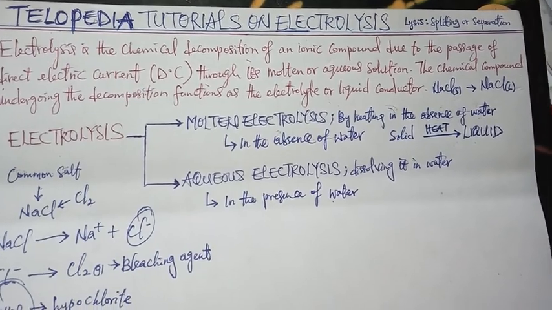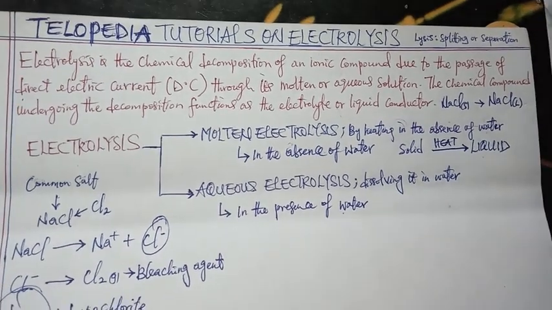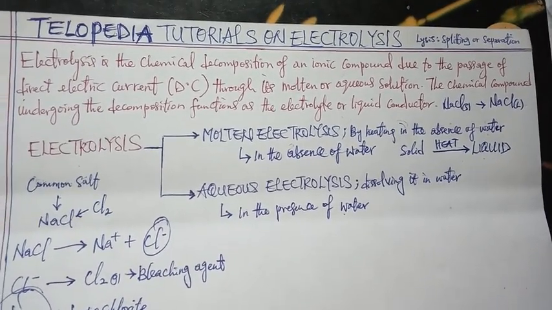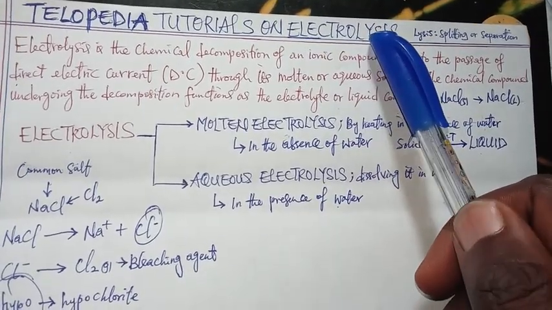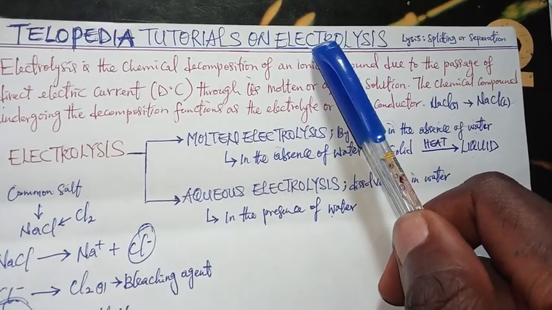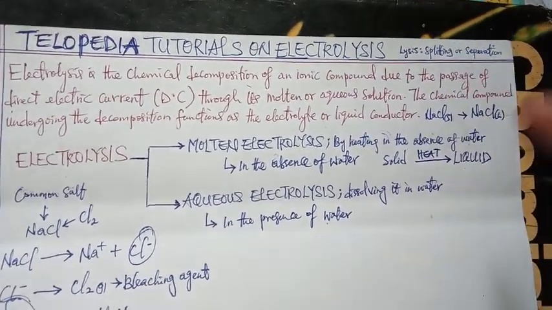And this morning we'll be looking into electrolysis. The word electrolysis comes from the merging of two words, electricity and lysis. Electricity is the flow of current. Lysis means separation or splitting apart.